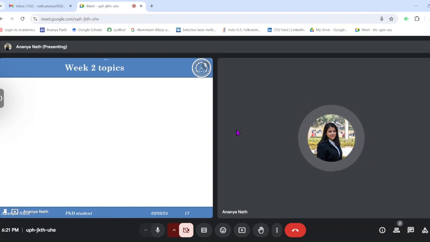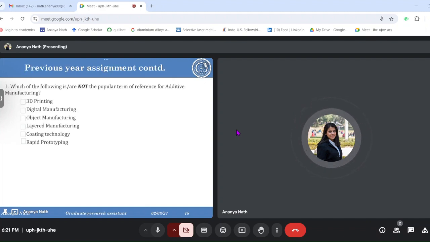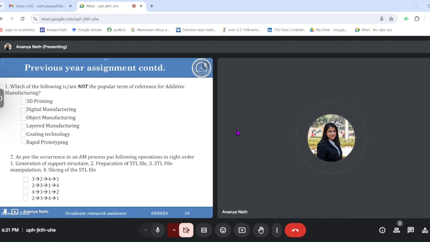So right now what we can do is solve the previous year assignment for week 1, as the previous year assignment for week 2 is similar to this year. So this is the week 1 question. Which one of the following is or are not the popular term for reference of additive manufacturing? The answers are object manufacturing and the coating technology.